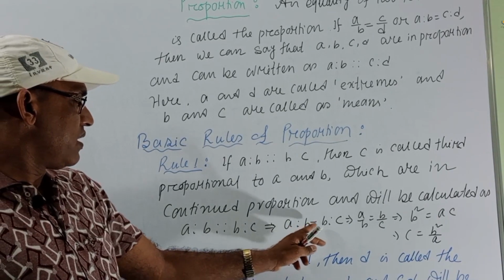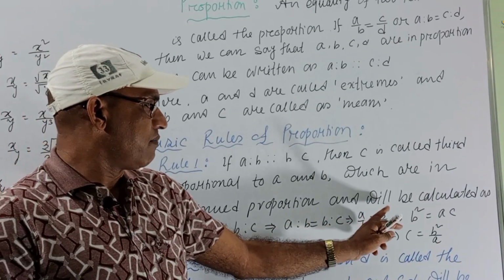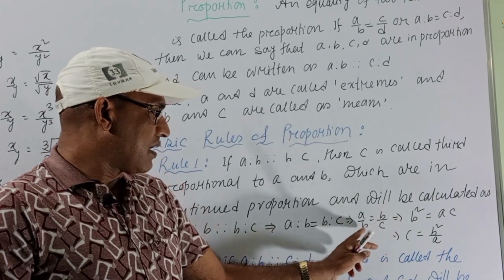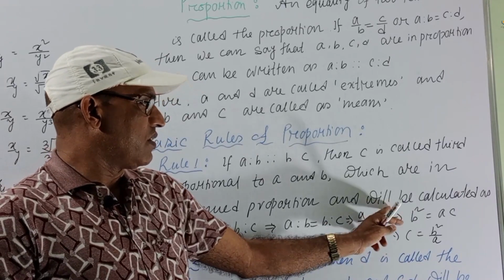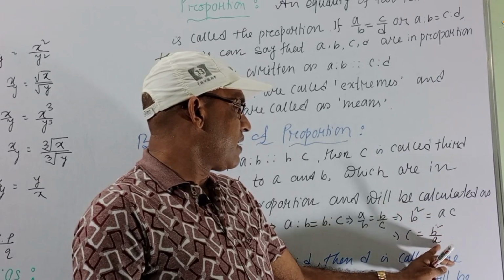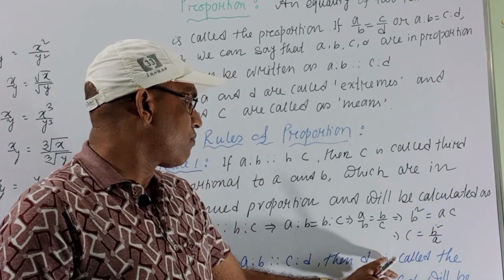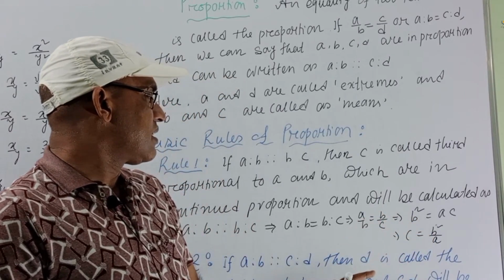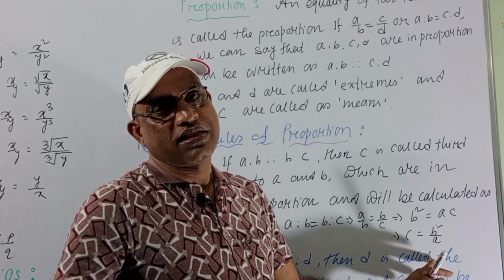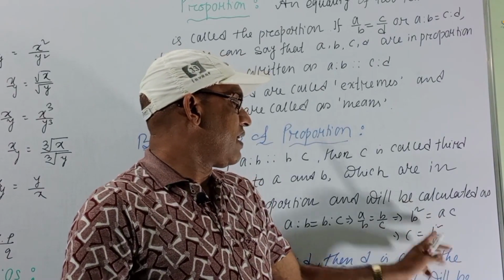So A is to B equal to B is to C, or we can write A by B equal to B by C. Then multiplying this, AC equal to B square, or B square equal to AC, or C equal to B square by A. Third proportion: if you want to find the third proportion, then C equal to B square by A. This is a formula. Third proportion means B square by A.